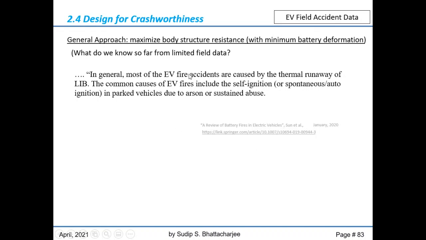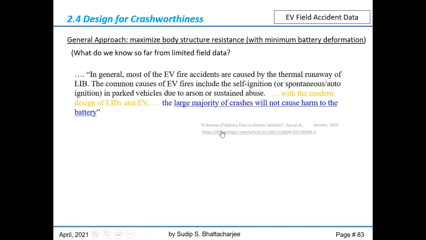In general, most of the EV fire accidents are caused by the thermal runaway of lithium-ion batteries. The common causes of those fire incidents include self-ignition or spontaneous auto-ignition in parked vehicles, due to arson or sustained abuse. So generally it is saying it is not really listing crash as an event leading to those fire incidents in most cases. The paper goes on to summarize even more.